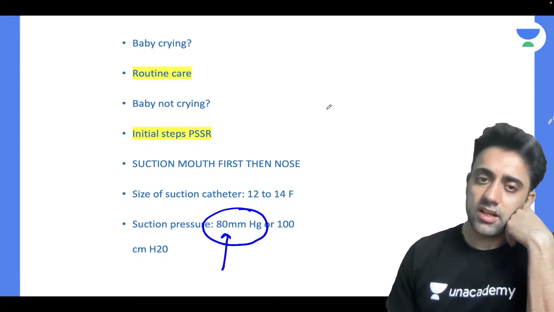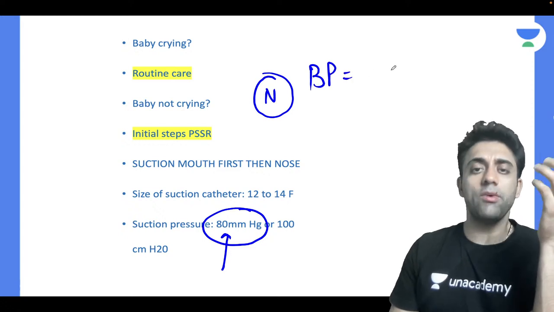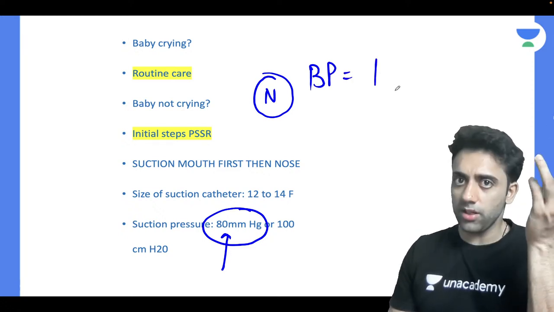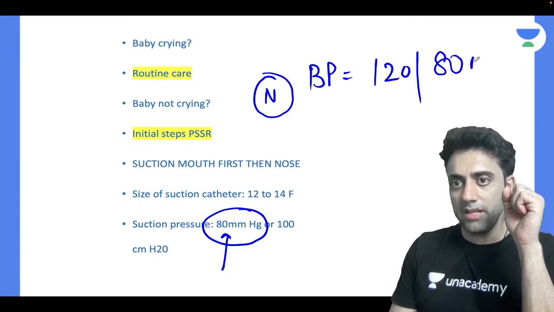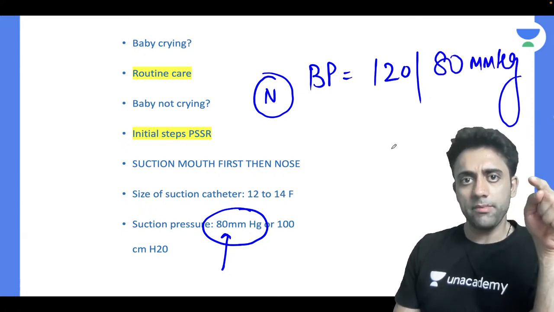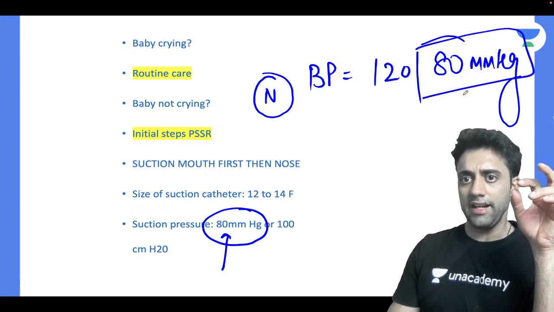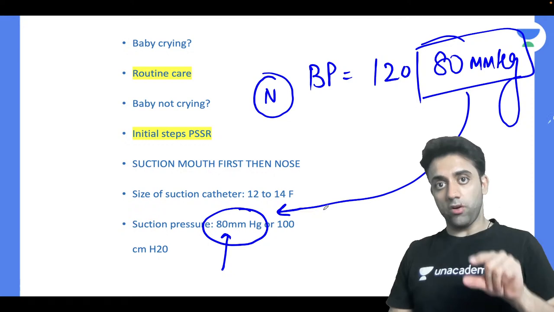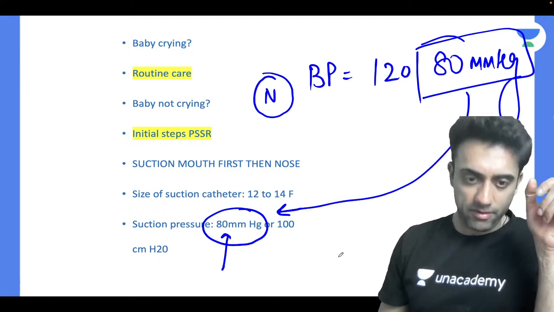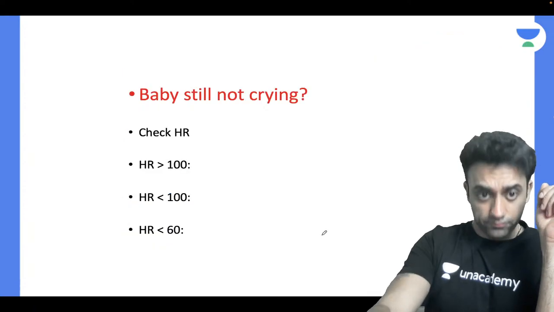How will I remember, sir? What is the normal blood pressure of an adult patient? What is the normal BP? Tumhara kitna hai? Mere ko dekhne ke baad to kam ho jata hai, wo alag baat hai, par waise kitna BP hai? 120 by 80 millimeter of mercury, yes or no? 120 by 80 mm Hg is the normal BP, right? So the last part, 80 mm Hg is the suction pressure also which I should keep, okay? Remember that, perfect. Chalo, next question.